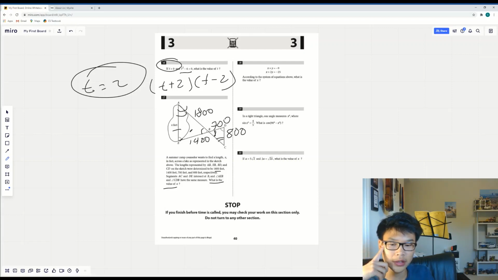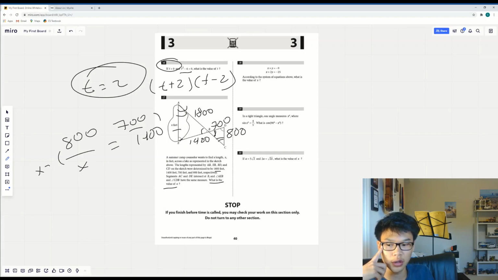So what's the value of x? Let's find the proportion of the triangles. So 800 to x is equal to, let's match one of the sides. Let's do this side 1800 to this side over here. Oh, they don't give us that. We can do the other side then. 1400 to 700. As you can see, we just multiply by 2 to get to 1400. So x equals 1800. 1600, my bad.